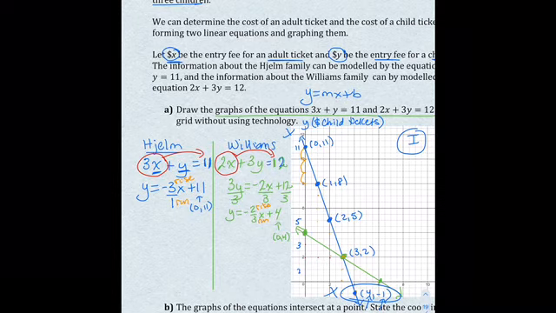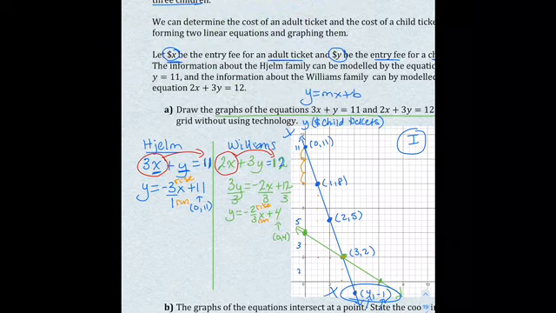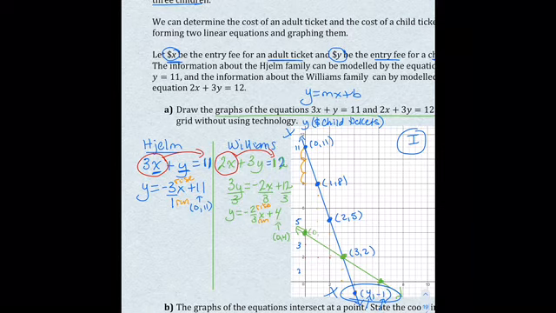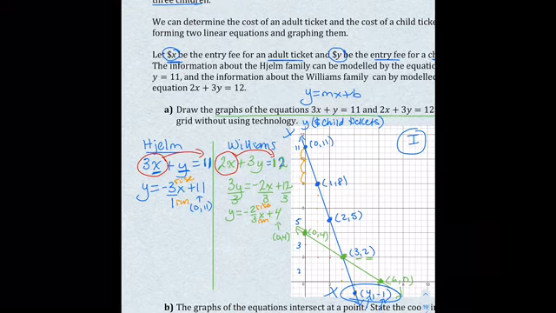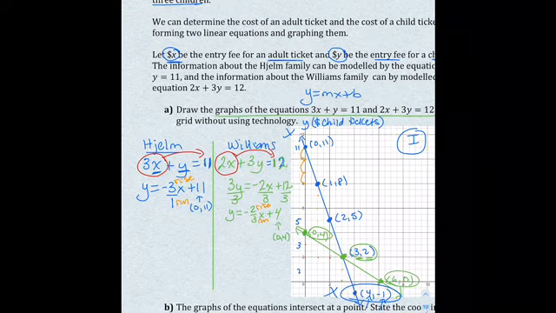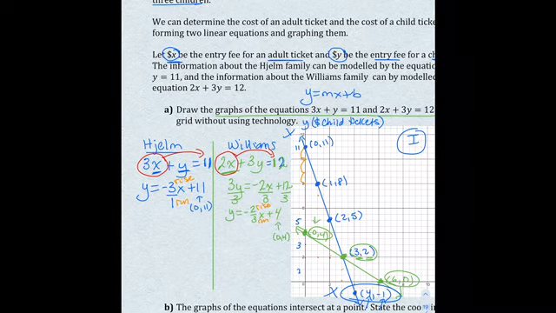Okay? So same with the green graph. Likewise, every green point on here would have meaning for Mrs. Williams' family. This is 0, 4, 3, 2, and this one here is 6, 0. So what that means is if Mrs. Williams was only going to the fair, she could have been charged any of these amounts and those would have totaled up to $12, right? If adults were free, 2 times 0 and 3 times 4 would be 12.